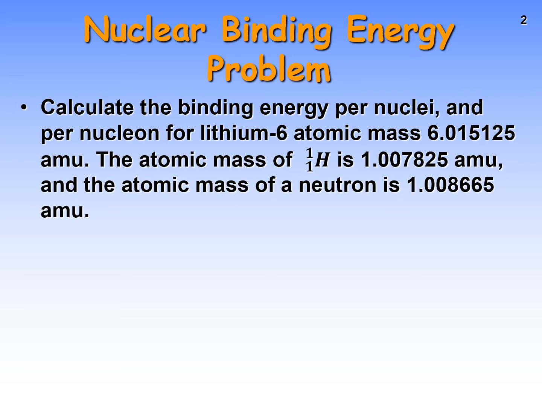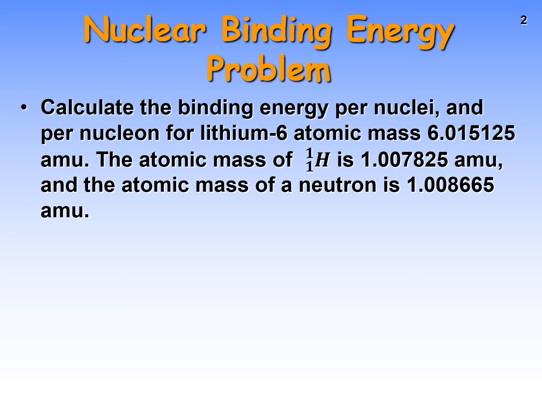Okay, so let's do an example problem of this equation in this topic, nuclear binding energy. Calculate the binding energy per nucleus and per nucleon for a lithium-6 atom. The atomic mass of lithium-6 is 6.015125 AMU. AMU stands for atomic mass units, also symbolized just by a lowercase u.